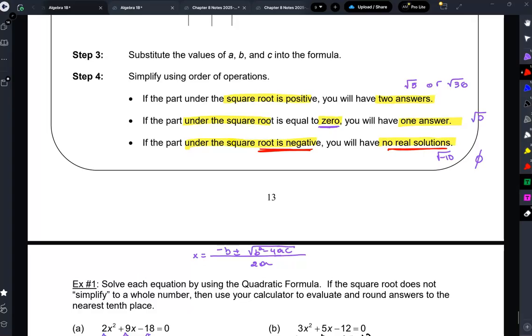okay? All right, so homework for this is a worksheet. Let's get started.